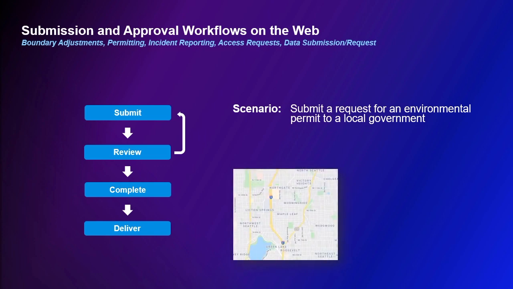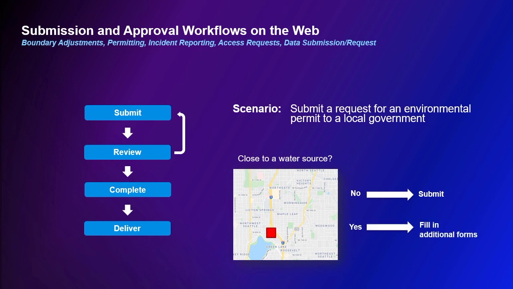So in a use case like a permit, it might be relevant if the work was close to a water source. And if it wasn't, they could complete their submission. But if it was, they might have to fill in some additional information. We don't have a lot of time for this demo, so we'll focus primarily on just the submitter submitting their permit request. And we'll also see some of the new integration with ArcGIS Survey 123.